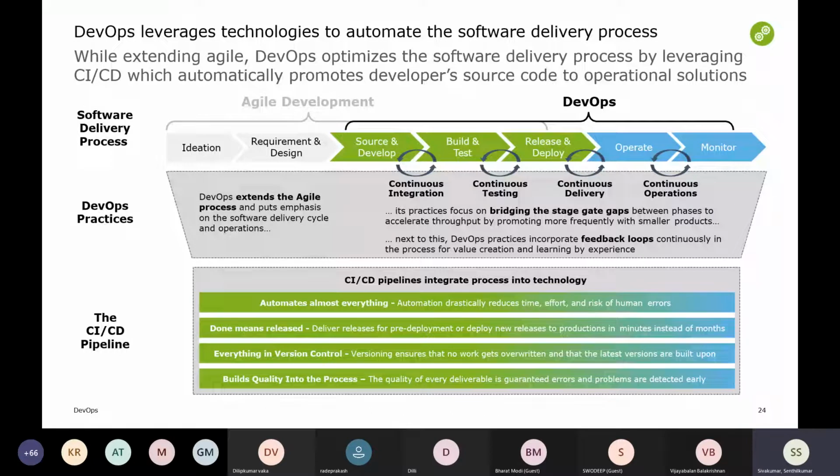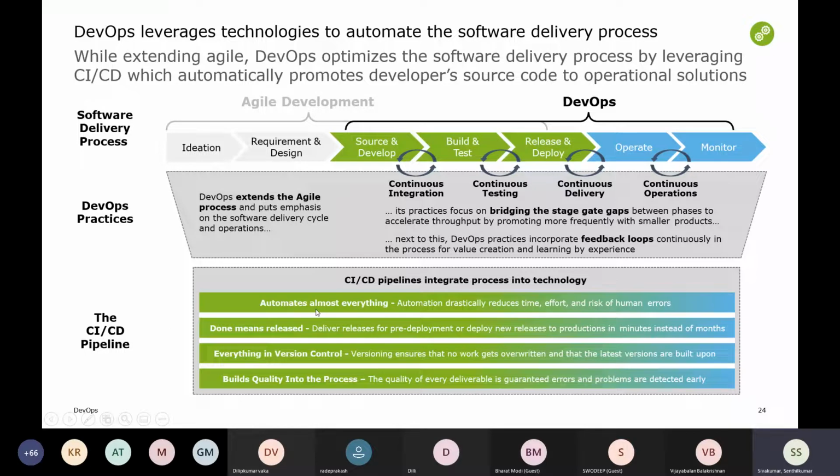So if you go to answering how to automate everything, first we need to formulate the line segments, like automate almost everything is the first thing. And done means release, what the releases are supposed to be, everything in version control, build quality into the process. So these are the four important aspects to manage the CI/CD pipeline.